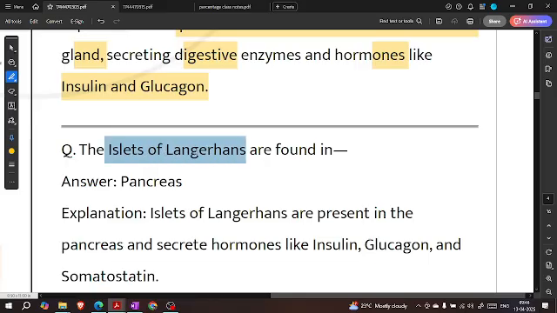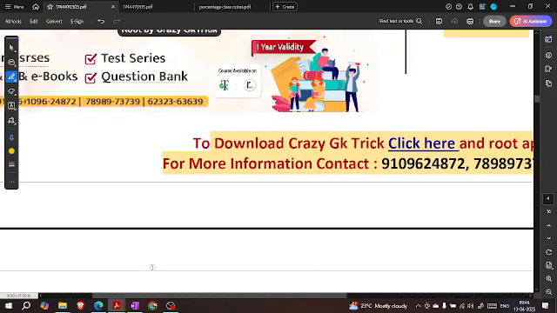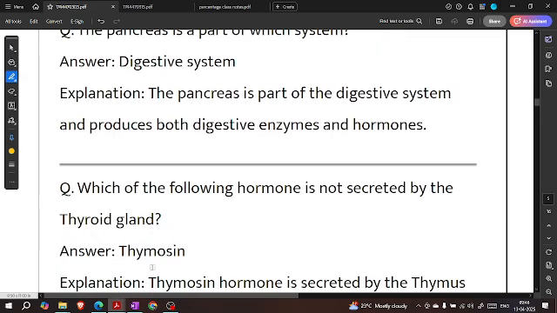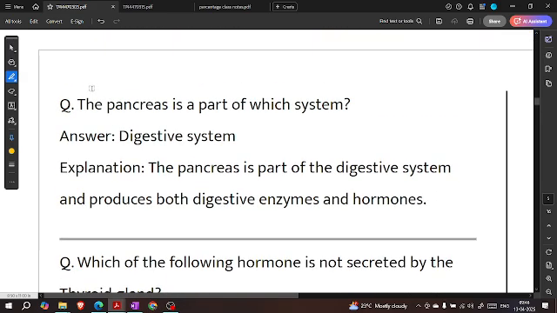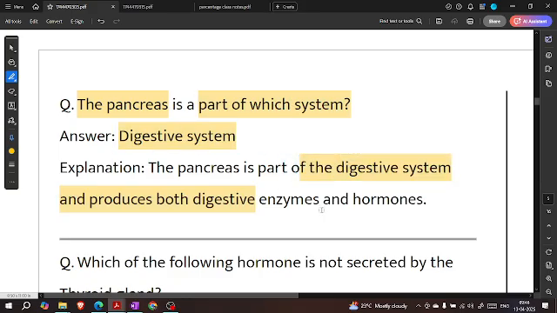The islets of Langerhans are found in the pancreas. They secrete hormones like insulin, glucagon, and somatostatin. The pancreas is a part of which system? Digestive system. The pancreas is a part of the digestive system, producing both digestive enzymes and hormones.